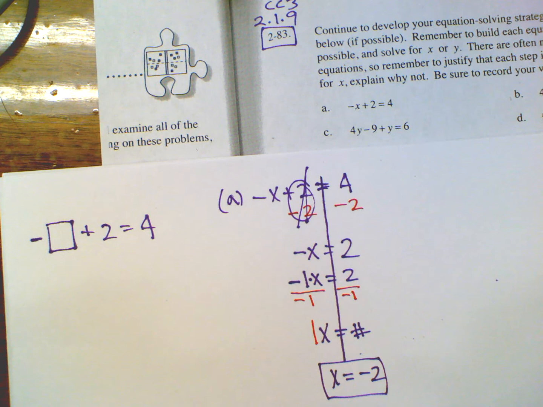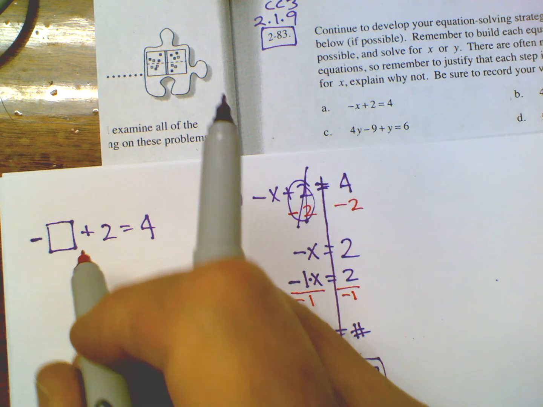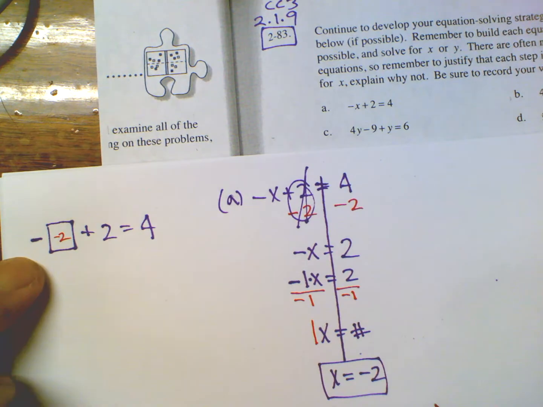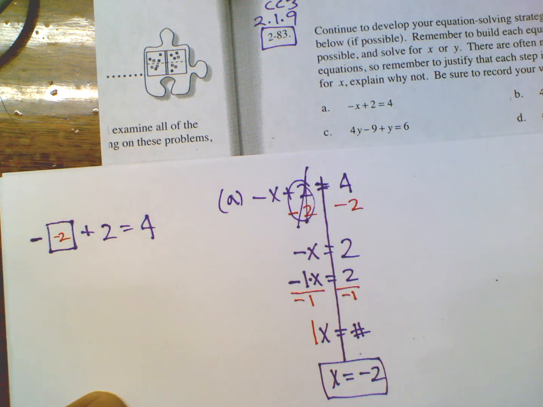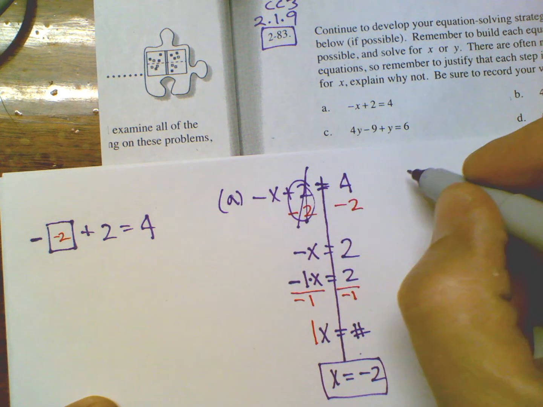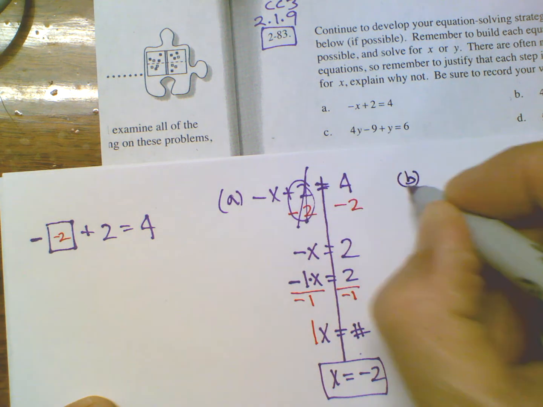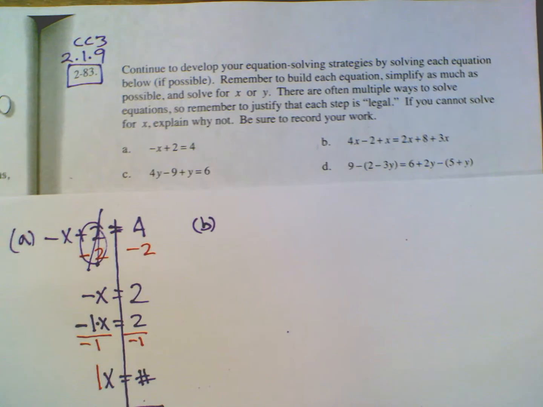So if I put a negative 2 back into my little box up here, would that be true? Negative 2 plus 2 is 4? Yes, that is true. All right, so I'm going to go a little quicker here on solving these, but I want to make sure you see that the process is just that.